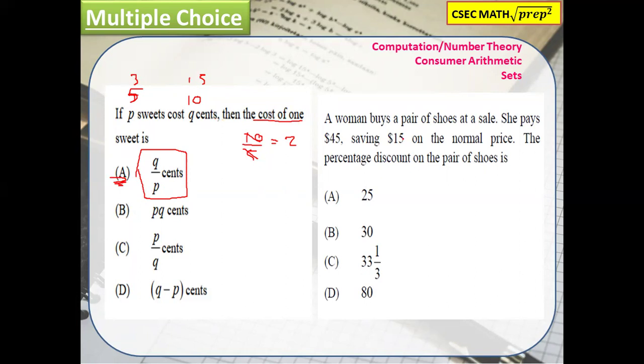All right, next question. A woman buys a pair of shoes at a sale. She pays $45. Sorry. Saving $15 on the normal price. What's a percentage discount? Now, first thing, if she pays $45, saving $15, right? Then if you did not save the 15, then it would be 45 plus the 15, that would give us $60.